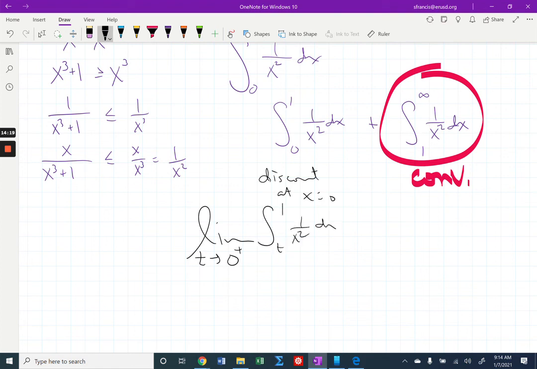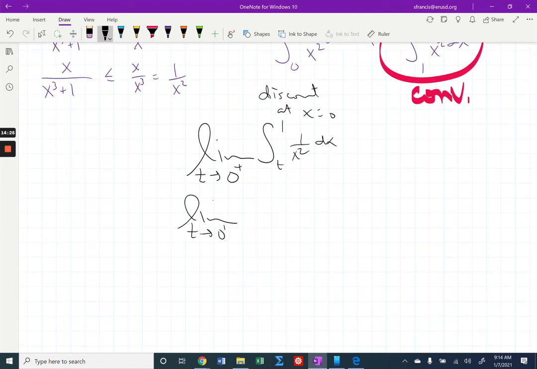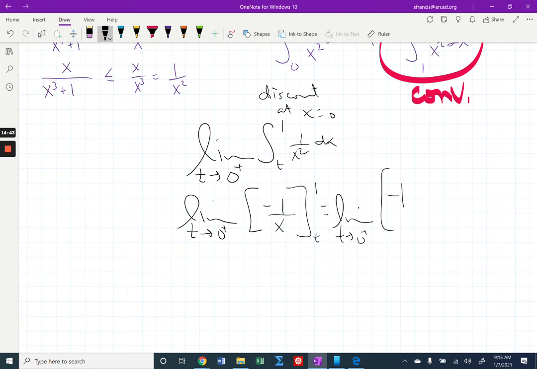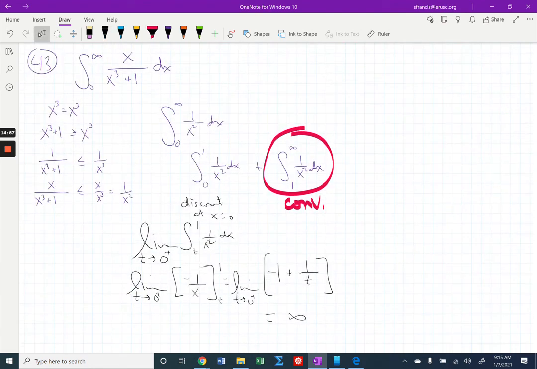All right, so we get this. We have negative 1 over x as our antiderivative, evaluated from t to 1, limit as t approaches 0 from the right. And so if I plug in 1, we get negative 1. If I plug in t, I get plus 1 over t. As t goes to 0 from the right, this is going to go off to infinity. So this thing diverges. So this doesn't tell us anything. So all that work seemingly was for nothing.